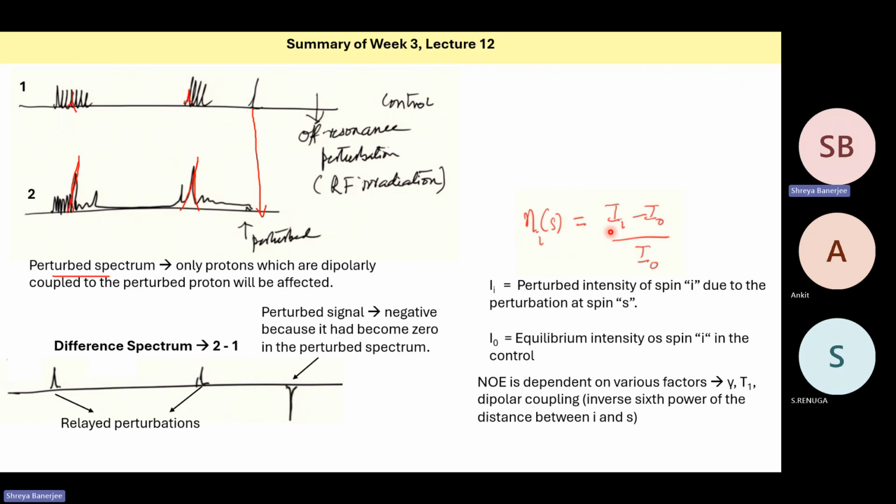This can be written as, in the numerator, II minus I0 divided by I0, where II is the perturbed intensity of spin I, which is this increased intensity. And I0 is the equilibrium intensity of spin I, that is the intensity in the control. So you're just subtracting the intensity and dividing by the control intensity to get an idea of the extent of this nuclear Overhauser effect. This NOE is dependent on various factors, which we'll see in the coming slides.